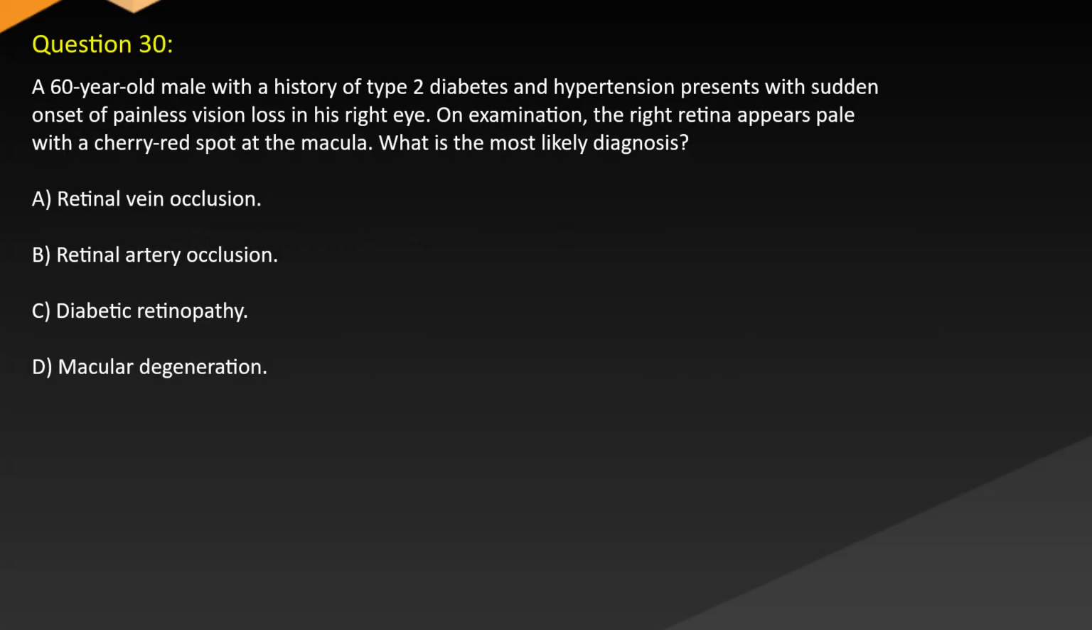Question 30. A 60-year-old male with a history of type 2 diabetes and hypertension presents with sudden onset of painless vision loss in his right eye. On examination, the right retina appears pale with a cherry red spot at the macula. What is the most likely diagnosis? A. Retinal vein occlusion, B. Retinal artery occlusion, C. Diabetic retinopathy, D. Macular degeneration.